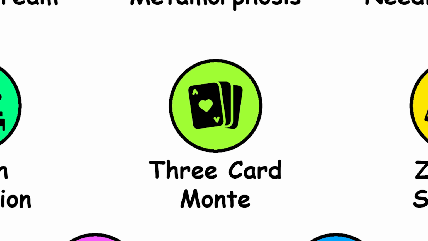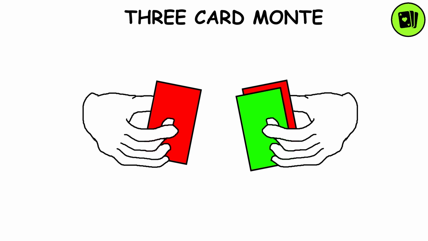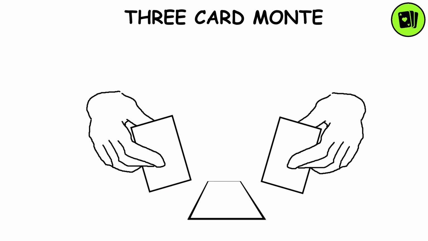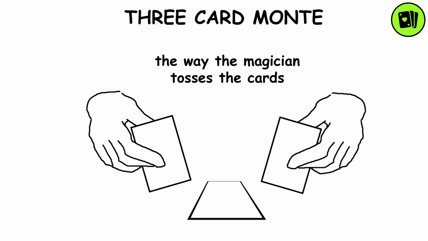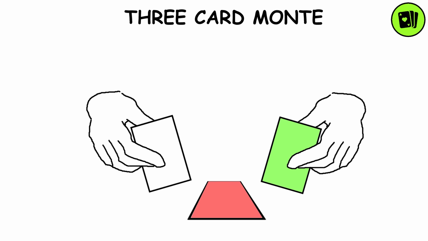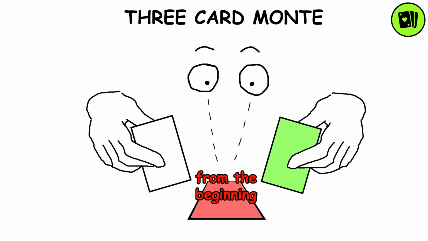3-card Monte. In a 3-card Monte, the dealer holds 3 cards, usually 2 losing cards and 1 winning card. The spectator has actually no chance of guessing correctly. The secret to this trick is in the way the magician tosses the cards, since it looks like he's dropping the winning card on the table while he's dropping a losing one, making your eyes follow the wrong card from the beginning.